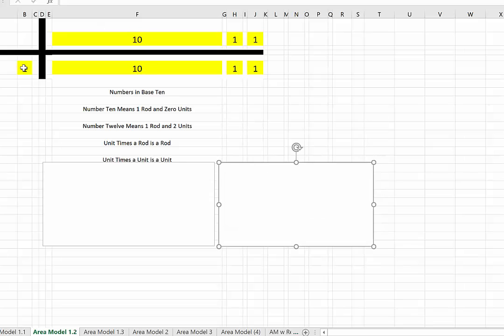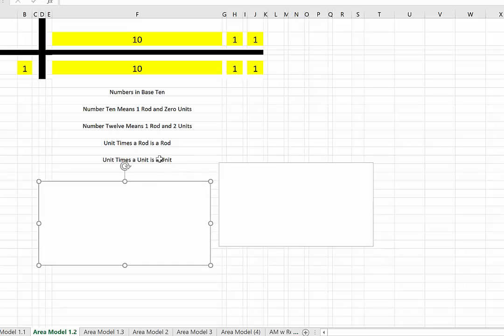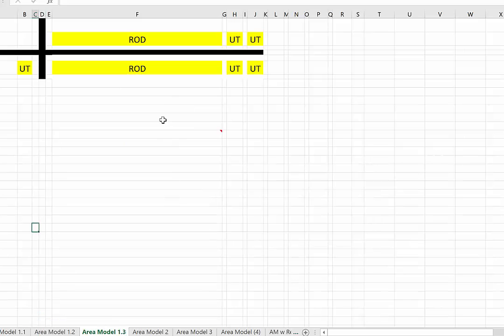That's the whole premise behind base 10 blocks. So a unit times a rod, or 1 times 10 is 10, or a unit times a rod is a rod, and likewise over here. So the number 10 really means 1 rod and 0 units. And the number 12, which would be this stretch right here, represents 1 rod and 2 units. And those simple ideas of a unit times a unit is a unit, or a unit times a rod is a rod. Moving forward, here's just another graphic of how that could look. Rod times a unit is a rod, etc.